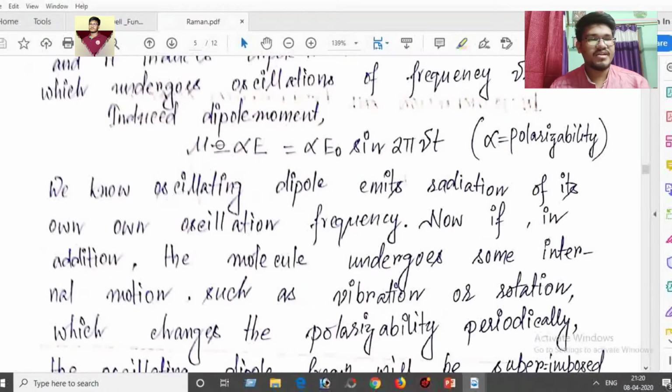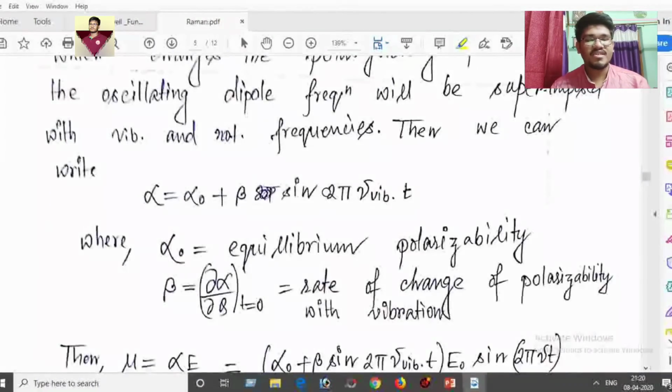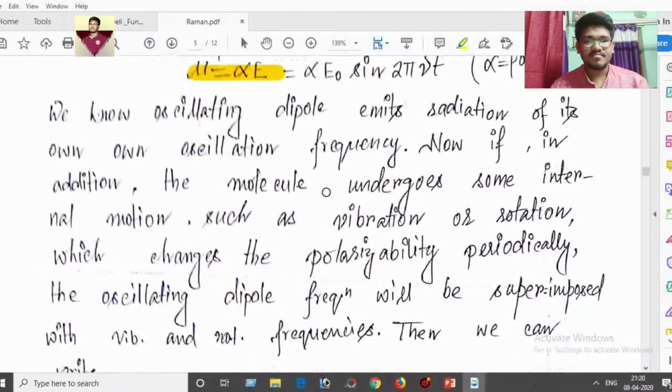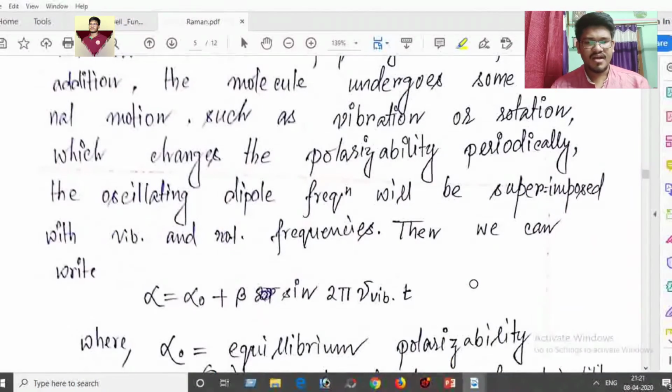So here I have defined the dipole moment mu as alpha into E. Alpha is the polarizability of the molecule and E is the electric field. So mu is the induced dipole moment, you remember. Now we know an oscillating dipole emits radiation of its own oscillation frequency, which I have already discussed previously. So it will give rise to Rayleigh scattering if the dipoles are oscillating at the same frequency as the electric field.